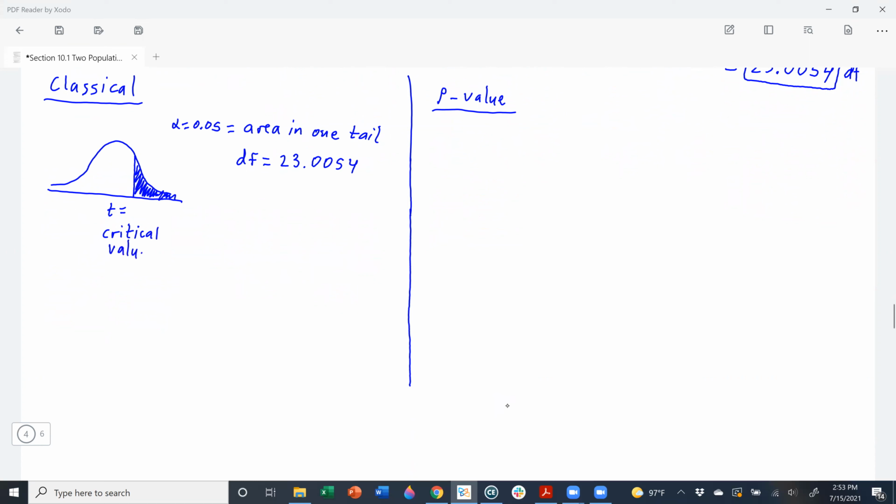Okay, so that'll be the critical value. And then recall that this side over here is called the critical region. Okay, so let's use our table to find out what the critical value would be if we've got 0.05 area in 1 tail with 23.0054 degrees of freedom. Well, the table doesn't go into decimal degrees of freedom, so 23 is close enough.